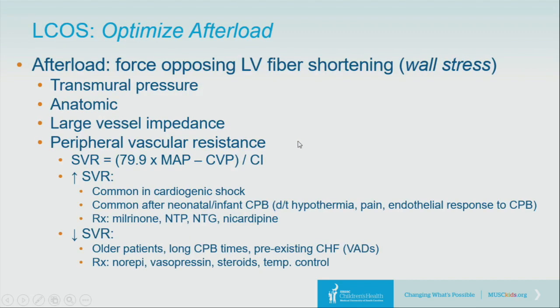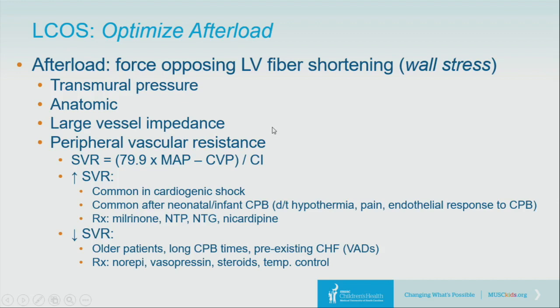So afterload is a concept, if you will, that's determined by a number of different factors when thinking about the left ventricle. One is your transmural pressure. There can also be anatomic factors that increase afterload, such as subaortic, aortic, or supravalvular aortic stenosis, or residual coarctation. You can have large vessel impedance if you've got an arteriopathy, or if you've got, for example, a patient with a reconstructed arch that involves prosthetic material that's not going to be compliant. And then obviously your peripheral vascular resistance.